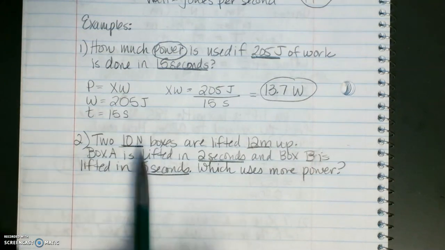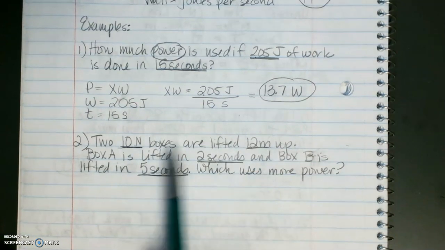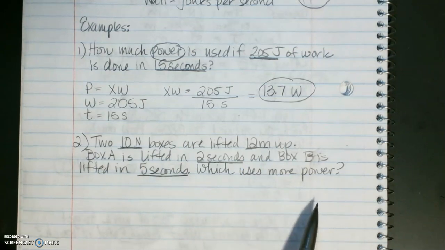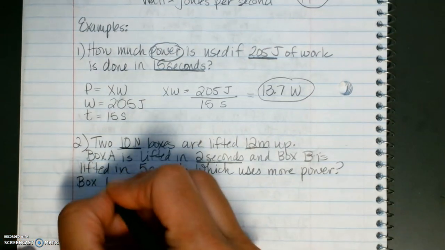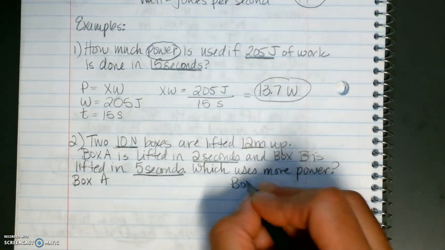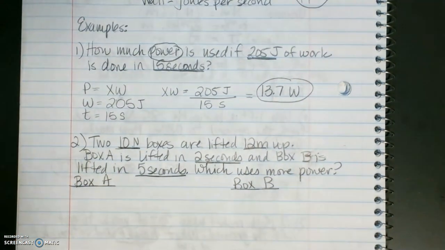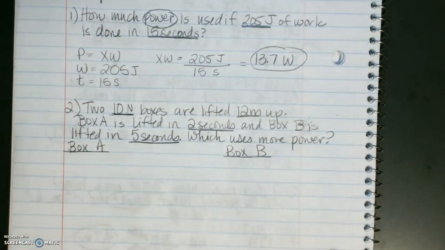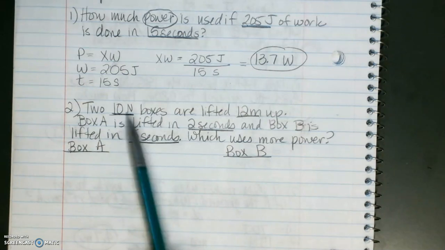Due to the fact that we have no work solved yet, nowhere in here do I see a joule, so I can't solve for power yet. I have to solve for work first. So I'm going to do this as two parts, box A and box B, solving each separately. I have to think about what equation I used to solve for work, because I have to have work to get power, and so far I only have force and distance.